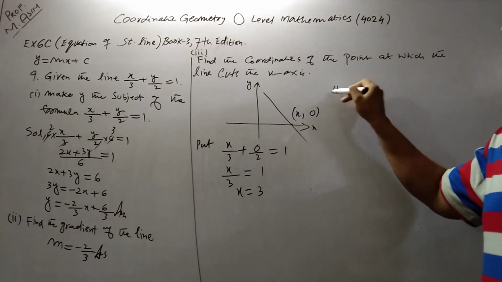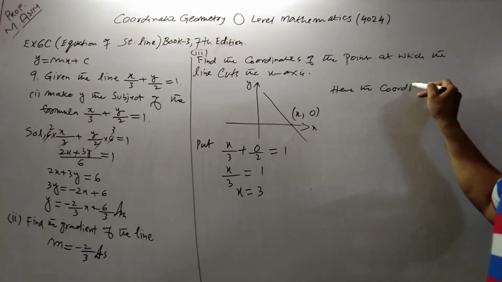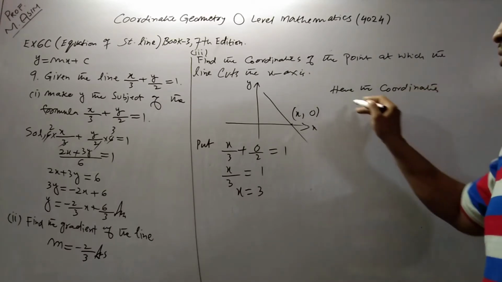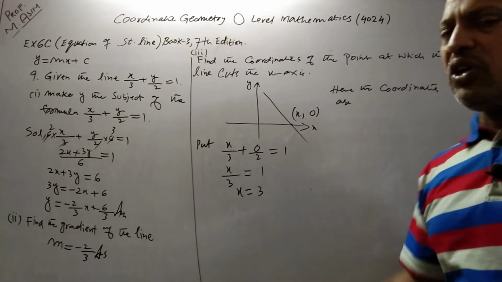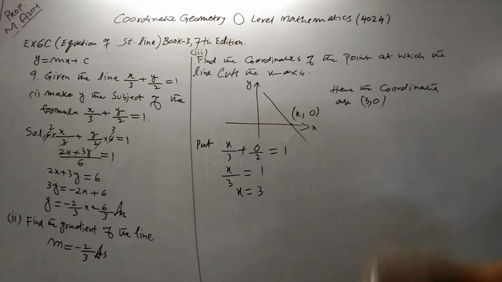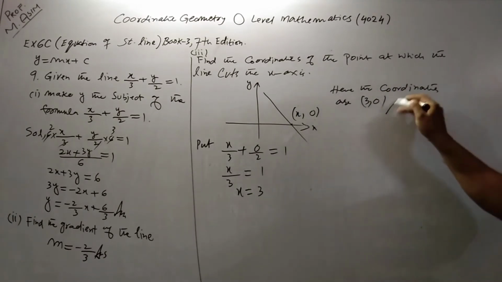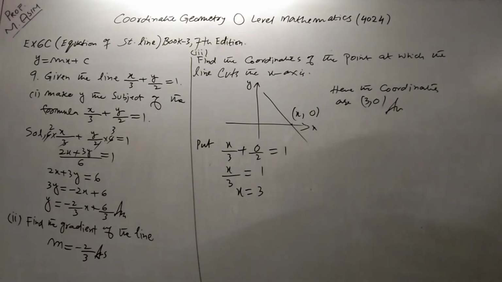Hence, the coordinates are, what is the value of x? 3. And what is the value of y? Always 0, because the line cuts the x-axis. So this is the answer of part 3: (3, 0).